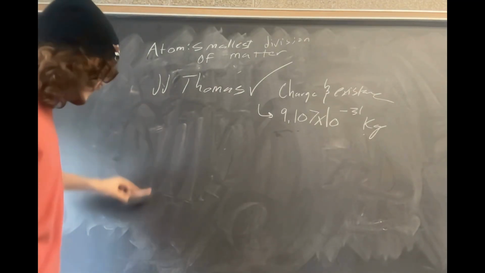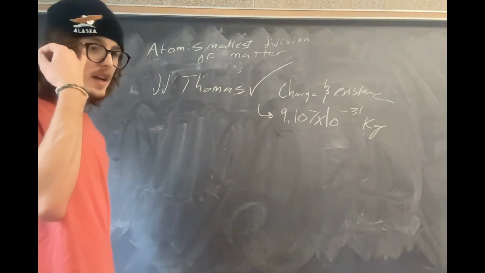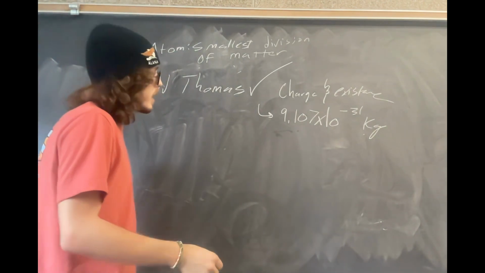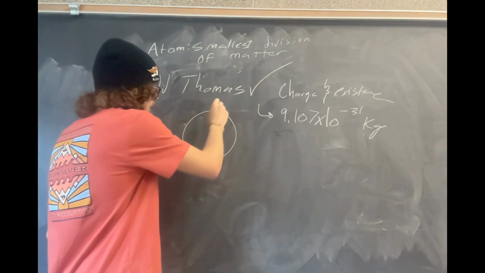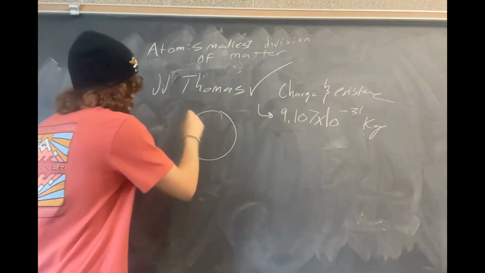But how did they find the existence of the nucleus? Okay, what they thought is that, well, when we take just normal matter, all right, and this is the plum pudding model.